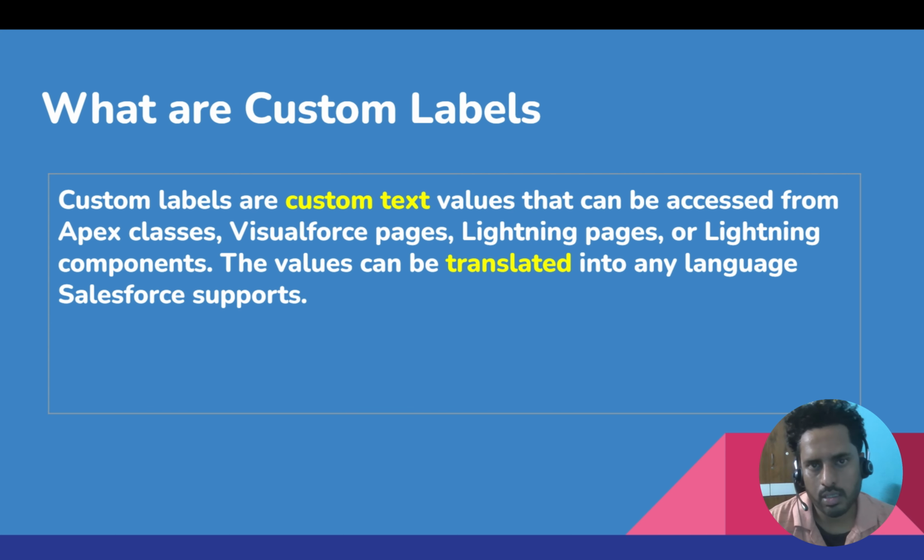Custom labels are custom text messages. So basically, whenever you want to store a text message and show it to the user, these messages can be stored in the form of custom labels. These custom labels can be accessed in Apex classes, Visualforce pages, and Lightning components. And one of the advantages is that you can also translate these text messages into multiple languages. If your application is supporting multiple languages, you can translate the messages stored in the custom label.